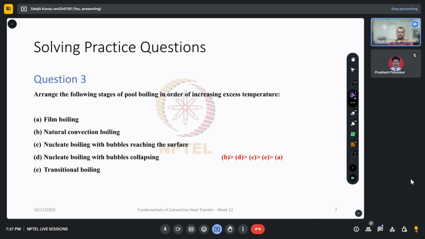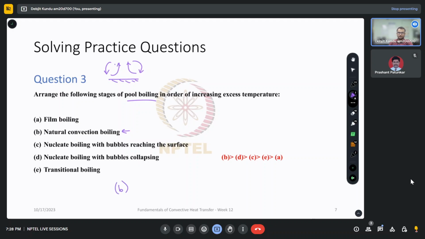So for the pool boiling case, when the excess temperature is pretty low, we get natural convection boiling, that is option B. If this is the heating surface, it heats up the liquid just near to it, that gets lighter and goes up due to buoyancy forces, and colder fluid from the top comes down. This sets up natural currents, and this is known as natural convection boiling. So option B would be the first case.